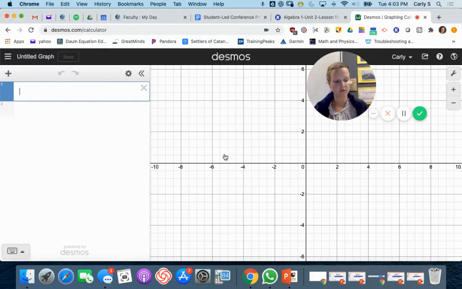So if you wanted to go over into Desmos, I'm looking at the same worksheet that you had previously. I'm going to type in number 1, which is -4x plus 3y equals 3.